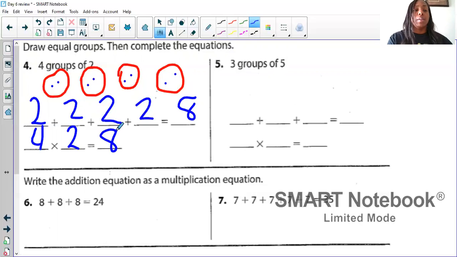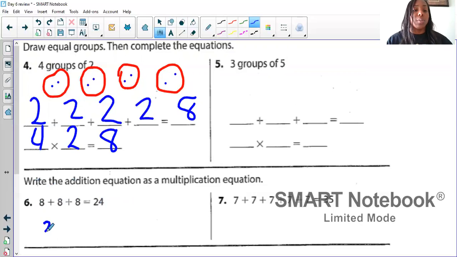Very good. Now let's go ahead and take a look at question number 6. The directions say, write the addition equation as a multiplication equation. So I see 8 plus 8 plus 8 equals 24. How many times do I see the number 8? That's correct. I see it 3 times.